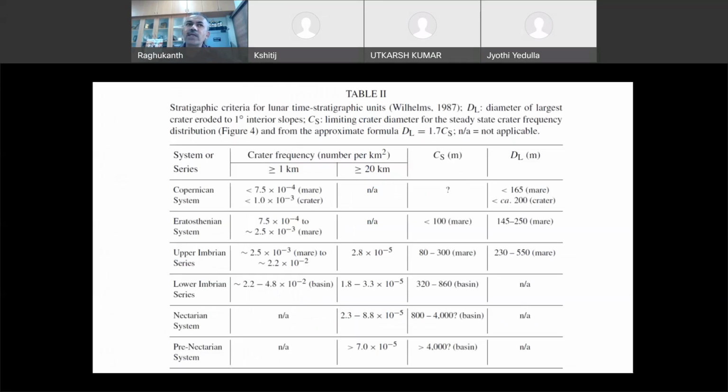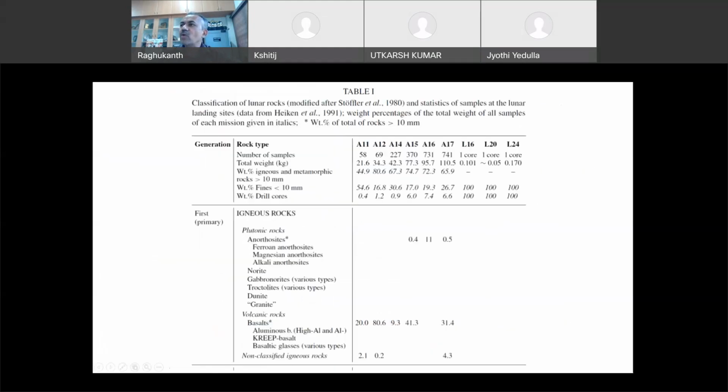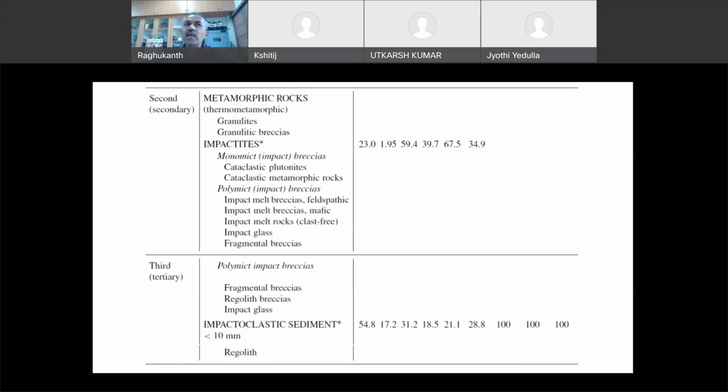And then what they have done is, the crater frequency, they have linked it to the ages. So from these rocks, where they have landed, we know their age by carbon dating, and then you link it to the crater frequency. This they have nicely done.